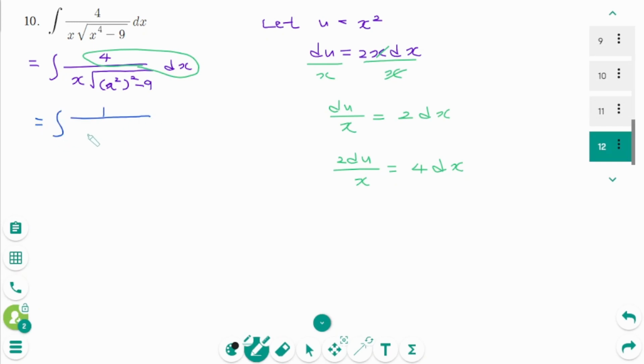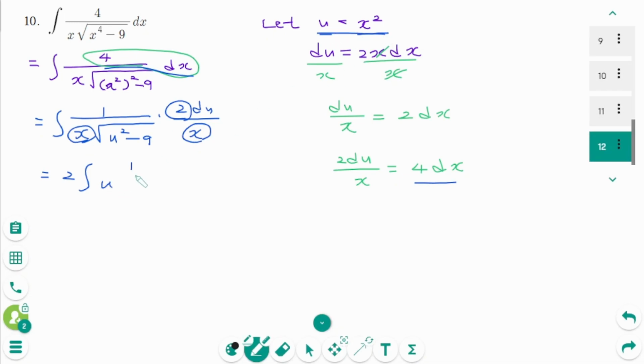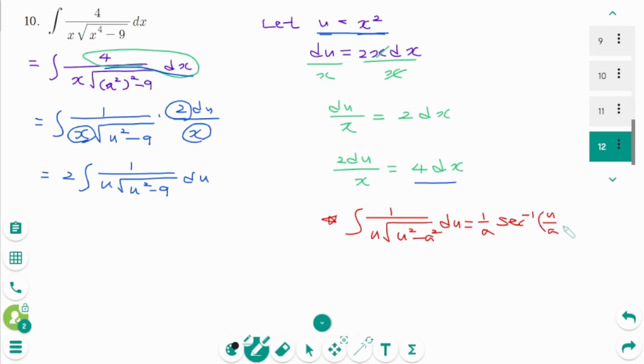Integral of 1 over x square root of x squared, which is u, u squared minus 9, times 4 dx, which is 2 du over x, equals the integral of x times x is x squared, which is u, then square root of u squared minus 9 du. Now use the integral of 1 over u times the square root of u squared minus a squared du equals 1 over a arcsecant u over a plus c. In here, a squared is 9.